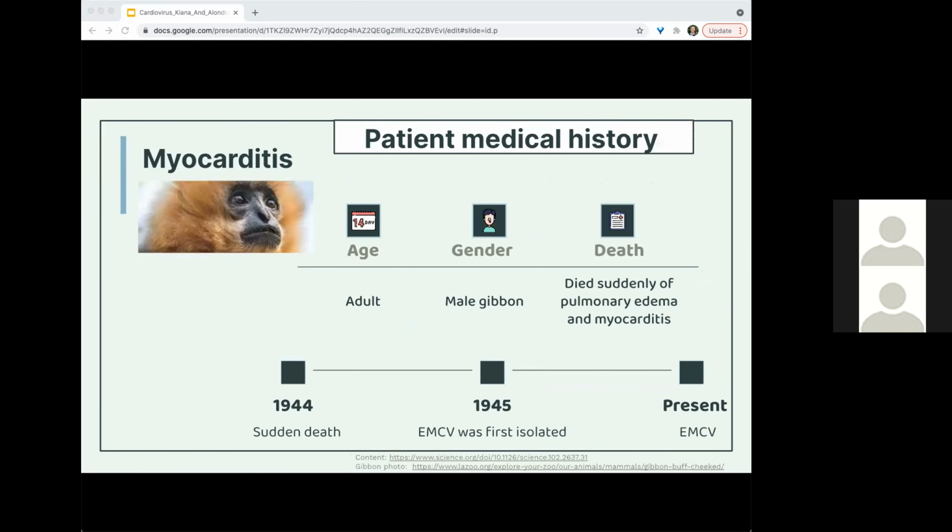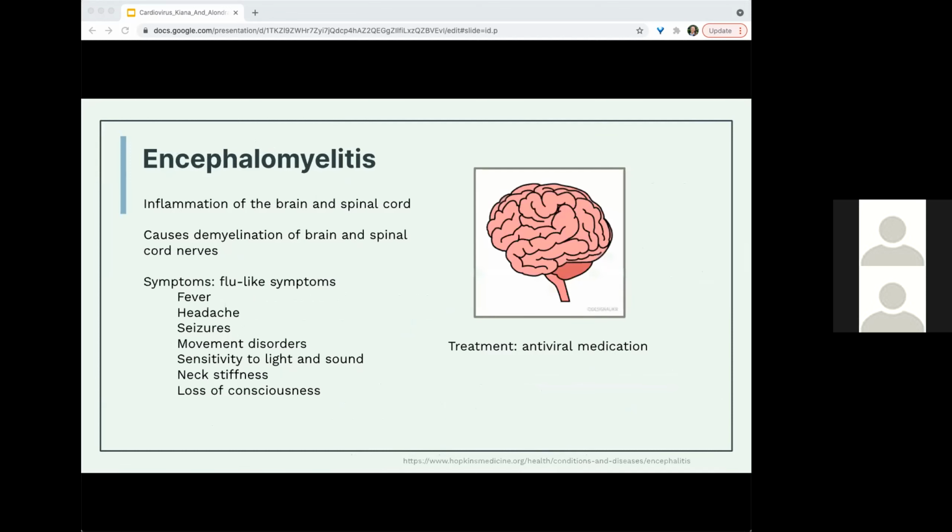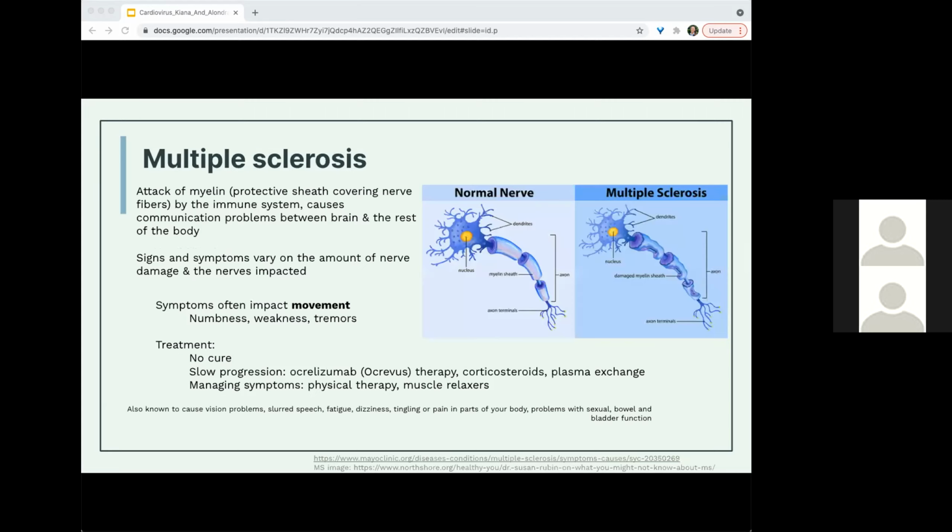I wanted to mention how they found one of the cardioviruses, EMCV. There was an adult gibbon who had died of pulmonary edema and myocarditis. From that host, the researchers were able to isolate EMCV. Cardioviruses can also cause encephalomyelitis, which is inflammation of the brain and spinal cord. The virus causes demyelination in those areas. The symptoms are listed here, and the treatment includes antiviral medication.